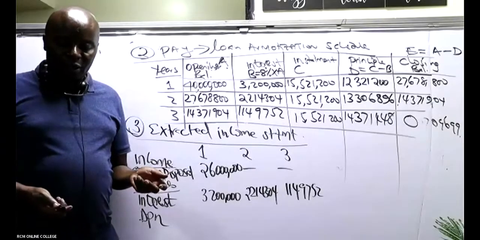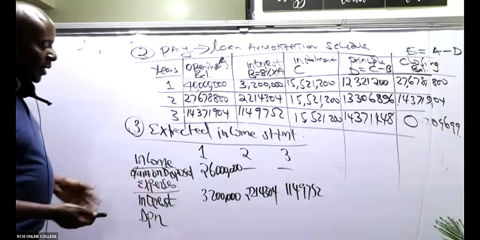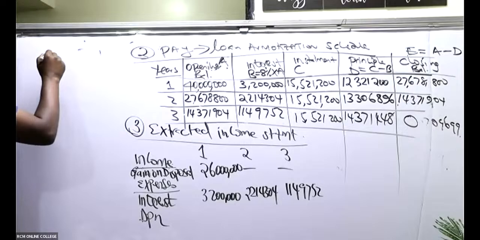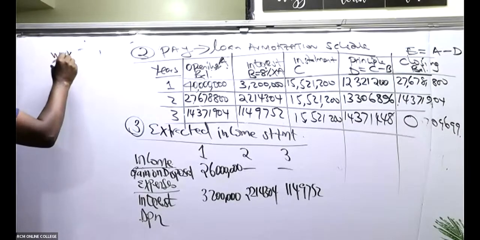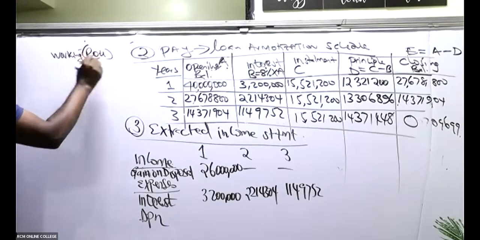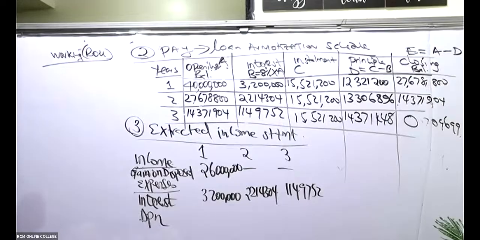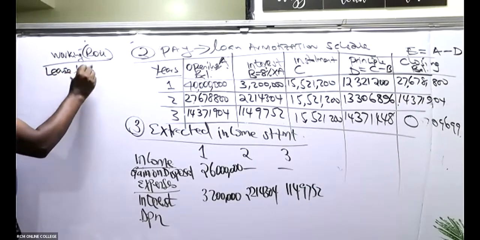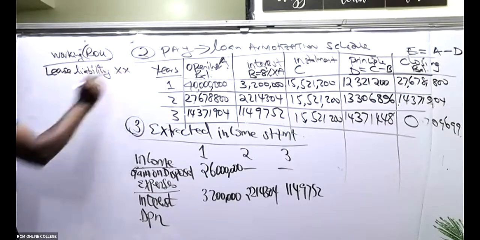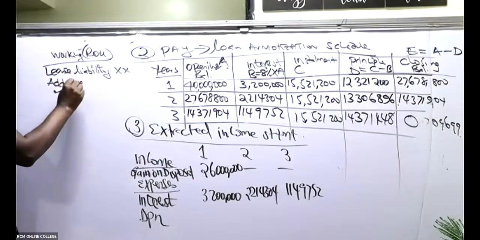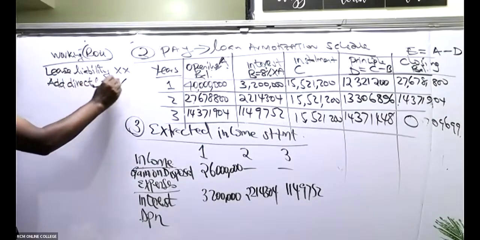All right. For depreciation, you need some other working here. How do we do this working? We have a working for right of use. So how do we get right of use? To get right of use, we normally take the lease liability. You will add any direct costs, any direct costs you incurred.